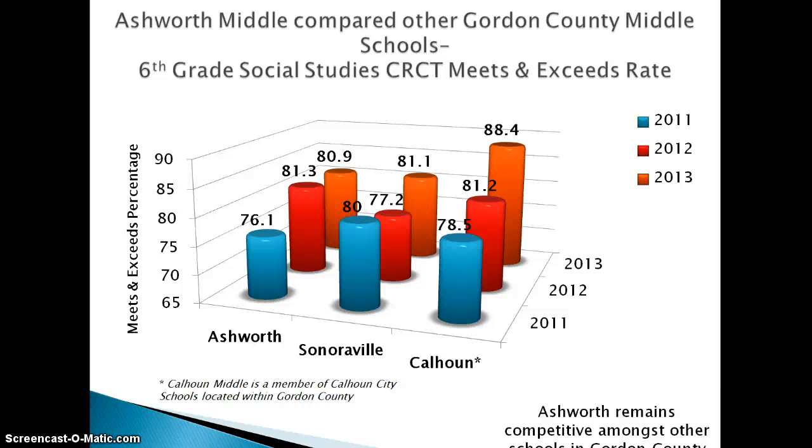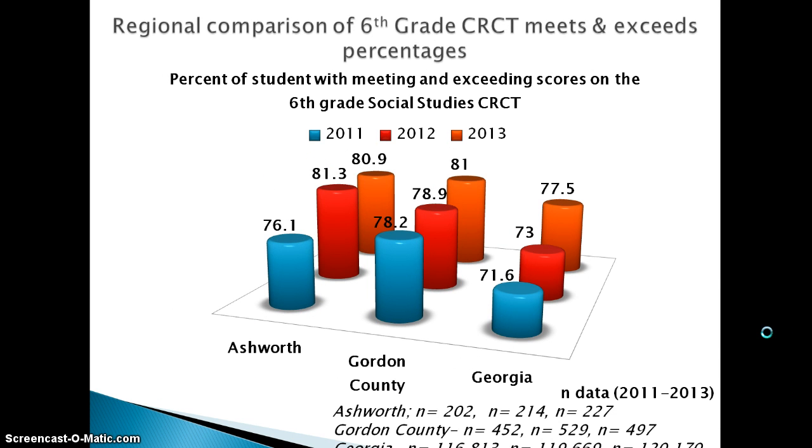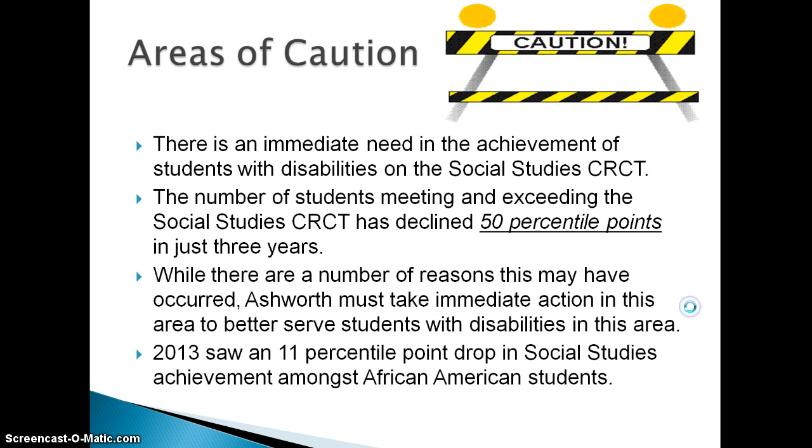Here we are, Ashworth compared to the other Gordon County middle schools. You have Sonoraville Middle School, which is another Gordon County school, and then you have Calhoun Middle School, which is a member of the Calhoun City System, which is within Gordon County. And we remain competitive. Each school seems to have gotten a year where they get to rule the roost. Our year was right here in 2012. And here we are compared to our county as a whole and to the state of Georgia. And again, these are essentially Sonoraville numbers. And Ashworth right here, and we continually outperform the state, which is a good thing.